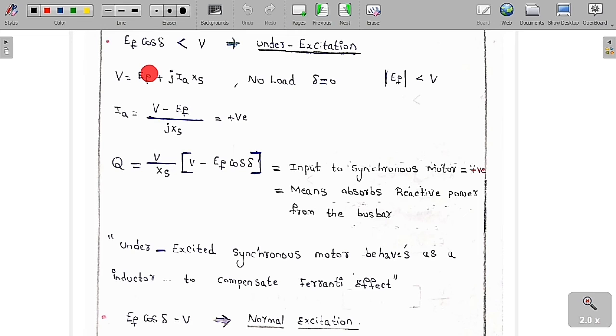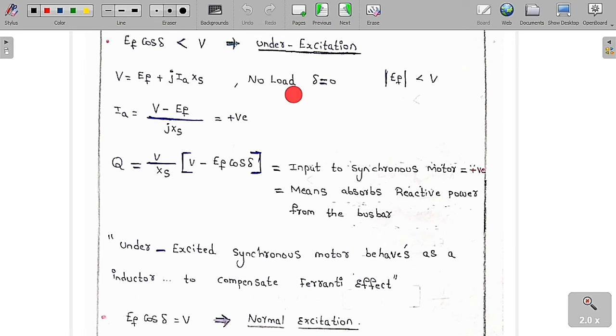So under excitation, I've already told you, EF magnitude is always less than V, whether it is a motor or whether it is an alternator. It is called under excitation. It's possible only whenever the EF is very less. So we can say simply here, I've already told the expression of the synchronous motor, which is V is equal to EF plus j into I into XS.